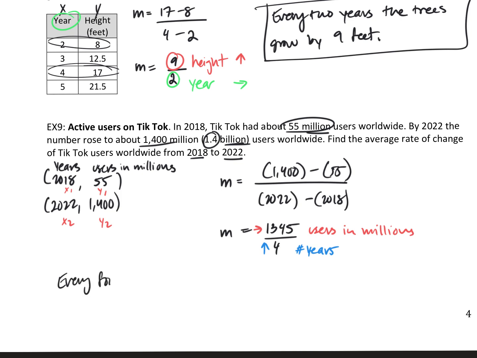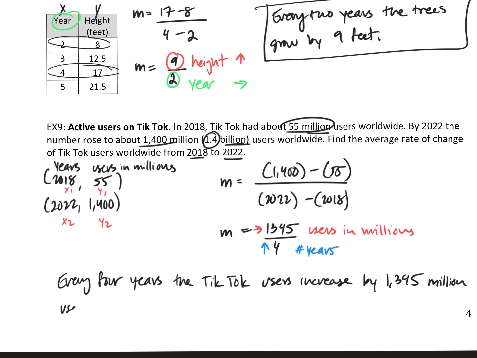Every 4 years, what happens? The TikTok users increase, because again, this was all positive slope, increase by 1,345. And what unit? Million users. Alrighty, and if you wanted to change to billion, you could. Just be careful. If you want to use billions, both of these y values would need to be in terms of billions, so be careful about your units.